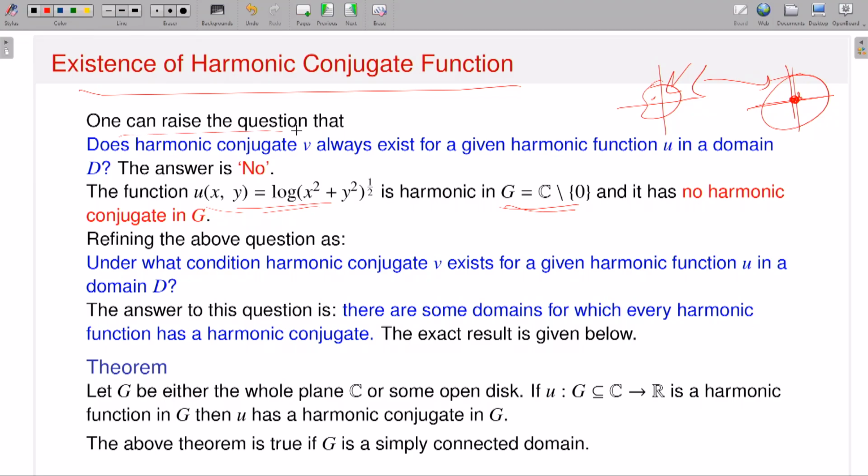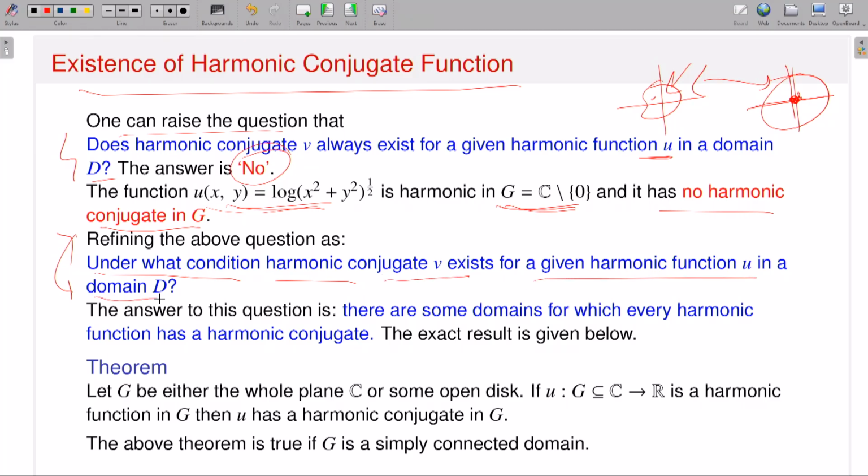See, one can raise the following questions. Does a harmonic conjugate V always exist for a given harmonic function U in a domain D? In general, the answer is no. First example: if I take this function U, which is a harmonic function in the punctured complex plane, it has no harmonic conjugate in G. Maybe I will explain that one. Then I refine the above question as follows: under what conditions does a harmonic conjugate V exist for a given harmonic function U in a domain?